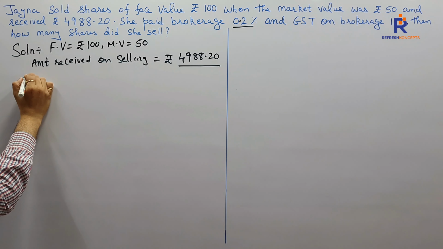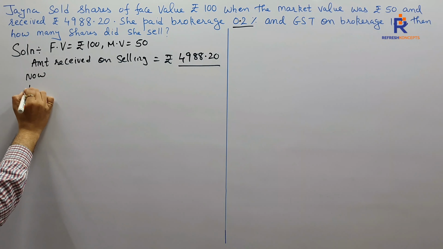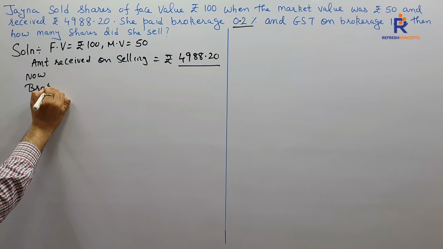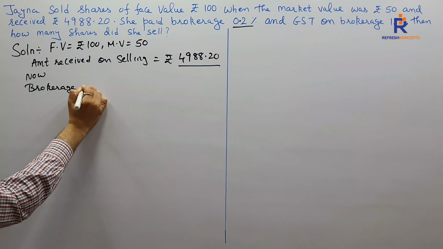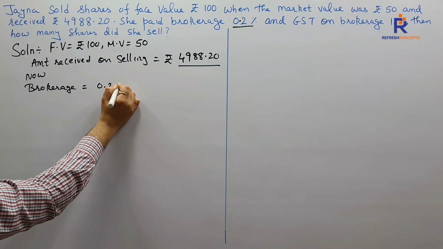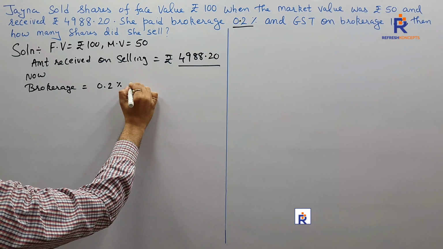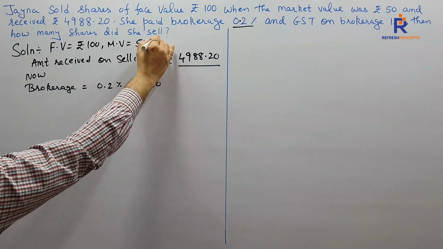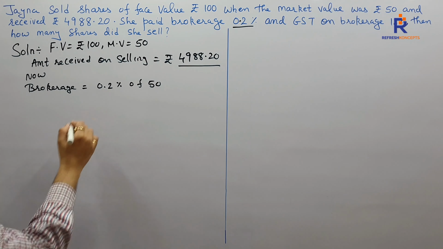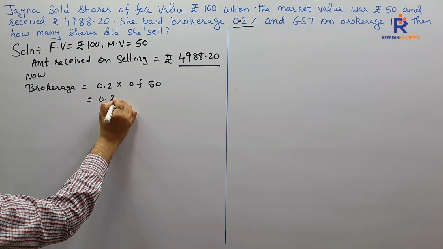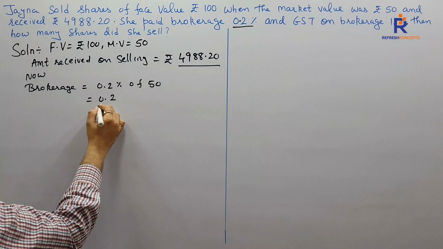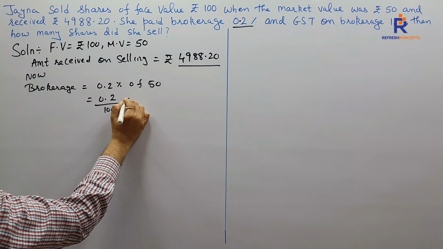So now brokerage is 0.2%. But 0.2% of what? What did I say? It is always on market value, 0.2% of 50, because the market value is 50. So 0.2 by 100 into 50.